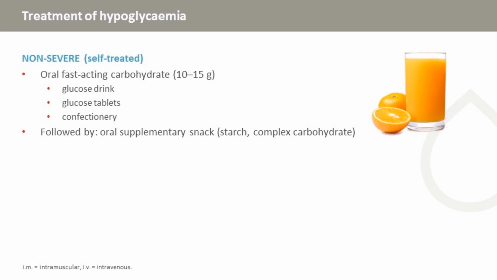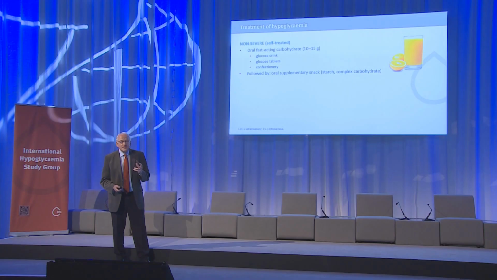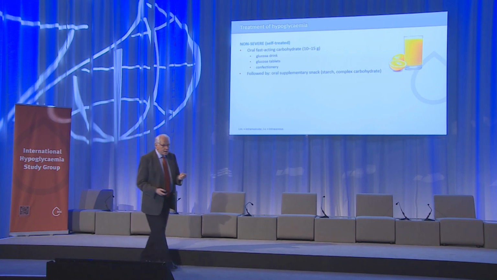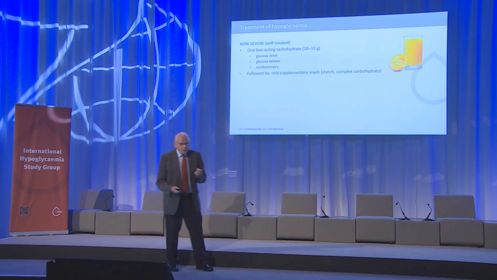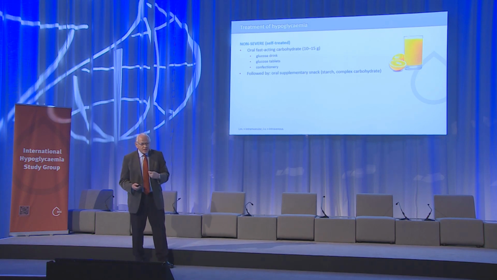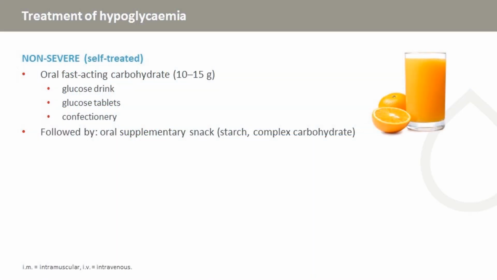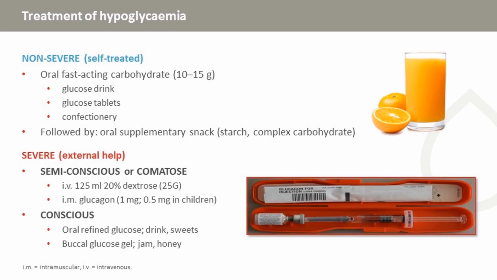The treatment is pretty straightforward for non-severe hypoglycemia. You take oral glucose. I personally have found patients respond quickest to a glucose drink, but everybody's got their own favorite here. Glucose tablets, sweets of some sort, confectionery, depending where you live, which country you're in, but they all take the same time. That's the problem. They all take at least 10 to 15 minutes to work. So the problem is, in the meantime, the patient's still getting the symptoms, still feels unwell, and takes too much. It should be followed by a snack, some starch, complex carbohydrate.